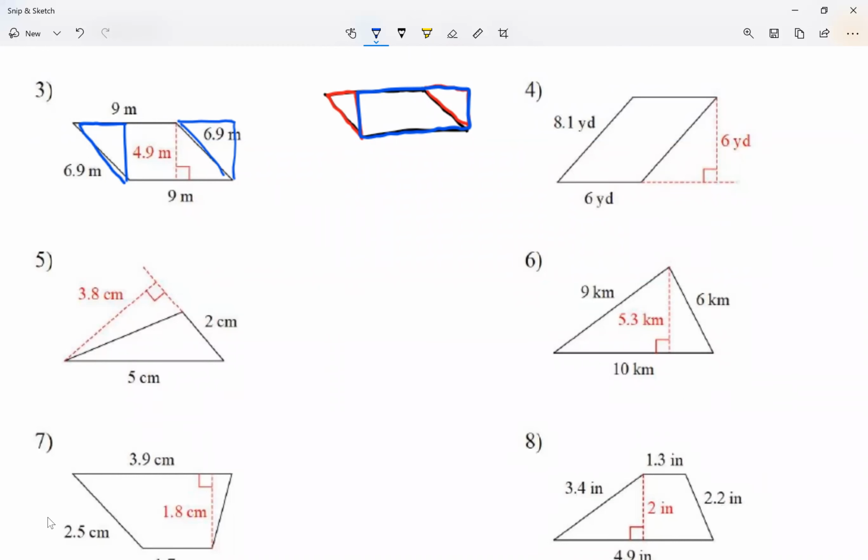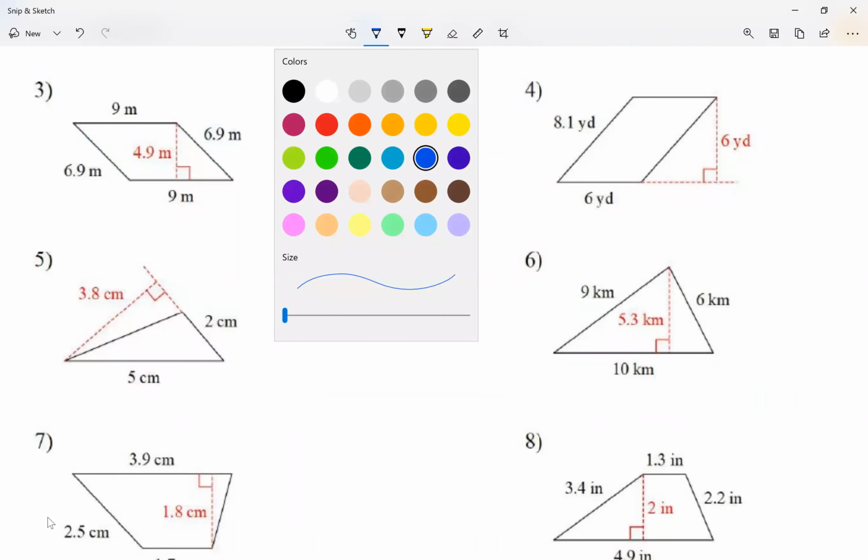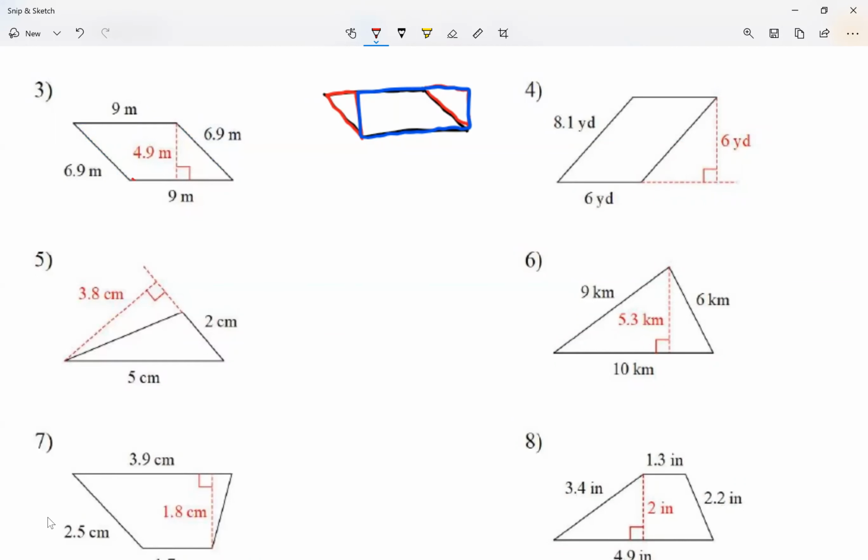For the previous 2 examples, when we're dealing with rectangles, I said multiply the two numbers that meet at the 90-degree corner. In that case, looking at my rectangle, I'm going to look for my 90-degree corner. It is made by the numbers 9 and 4.9. Once again, find the 90-degree corner. Sometimes it's inside the figure, like we see in number 3. Sometimes it's outside, like we see in number 4. I'm going to multiply the two numbers that make the 90-degree corner. In this case, I'm going to go 9 times 4.9.